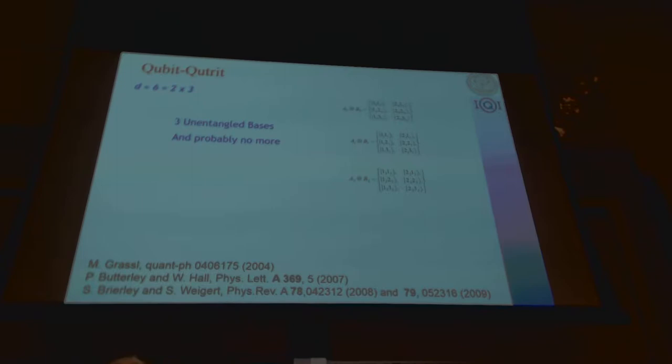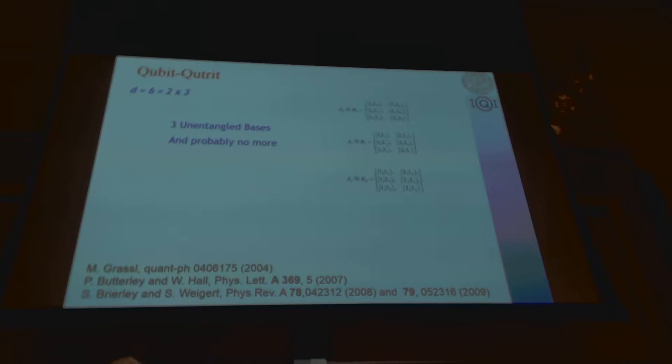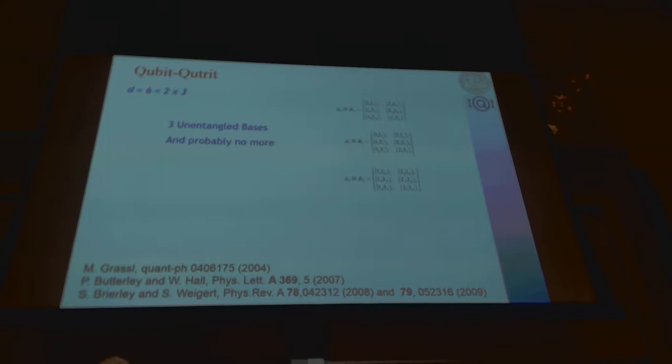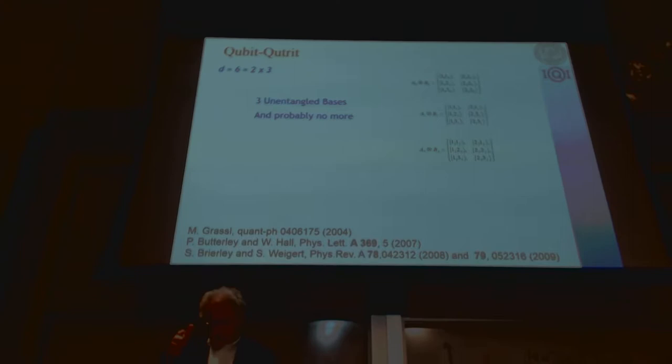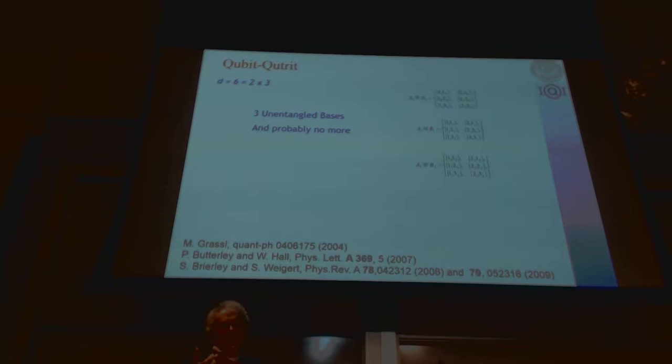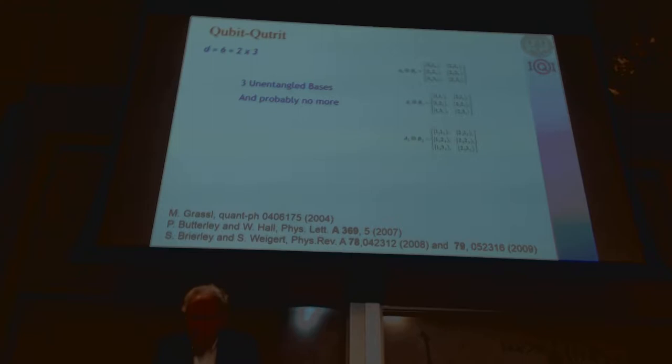If you go to dimension 6, there are probably only the 3 unentangled bases which I show here, and probably no more. Intuitively, that makes some sense, because if there are only 3, namely 2 plus 1 unentangled bases, then the others should be entangled if they existed. But there's no way to sensibly completely entangle a 2 in the 3-dimensional system. So there's some connection to entanglement here which is interesting.